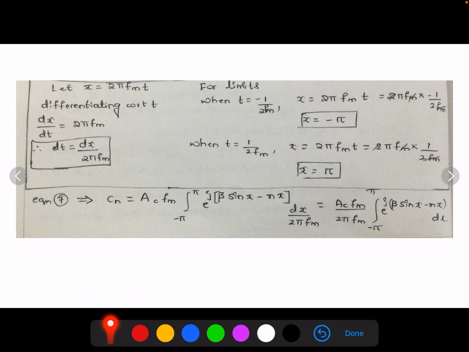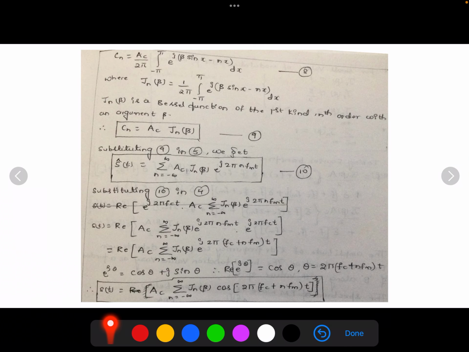So the equation now becomes Cn is equal to AC into Fm, integral from minus pi to plus pi, of e to the power of j times beta sin x minus n x, dx by 2 pi Fm. This is the limits we get. After solving, taking the Bessel's function of first kind of order n with respect to the argument beta into account, Cn is equal to AC times Jn of beta. Jn of beta is the Bessel's function.